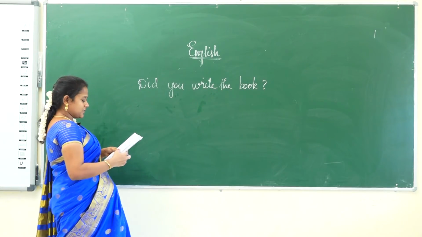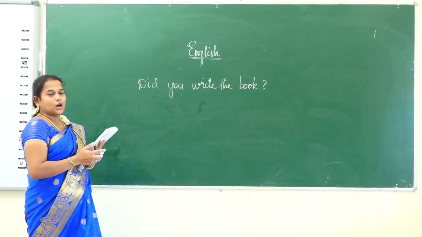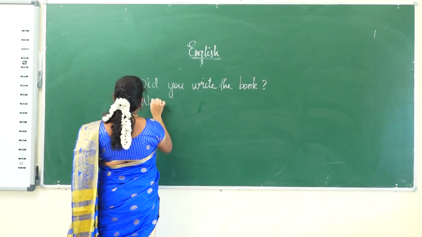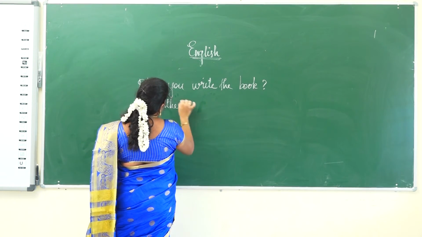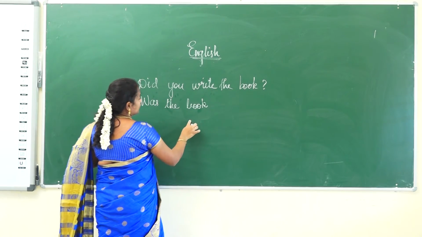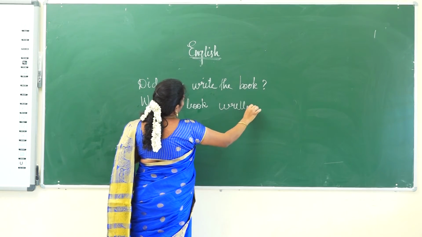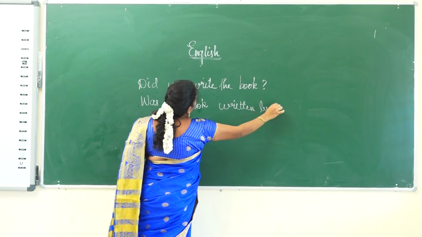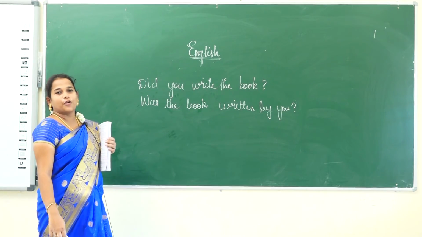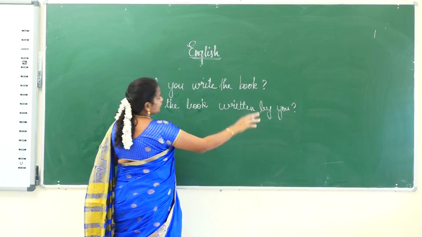So, here the given word did will change into was, because the book was the book. This write will change into write, wrote, written. So, was the book written by you. The subjective form of you and the objective form of you is the same. So, there is no change. So, was the book written by you.